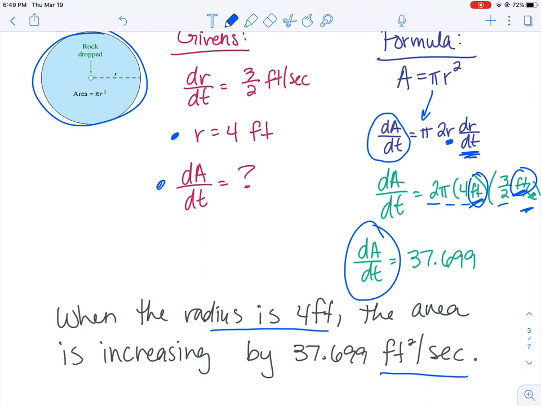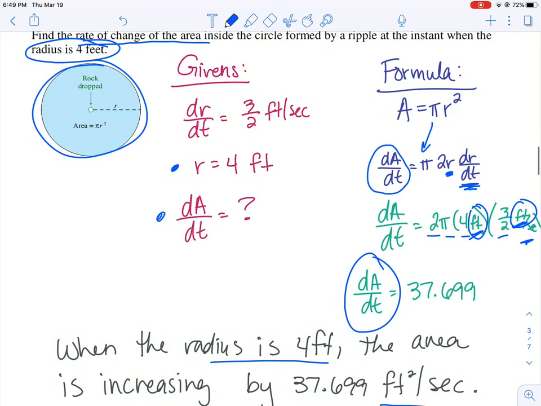Okay? It's called related rates. Follow those 3 steps. List your givens, find a formula that relates it, and then find the rate at which all that stuff is changing with respect to time. Okay? I'll stop the video here and do the next example in the next video.